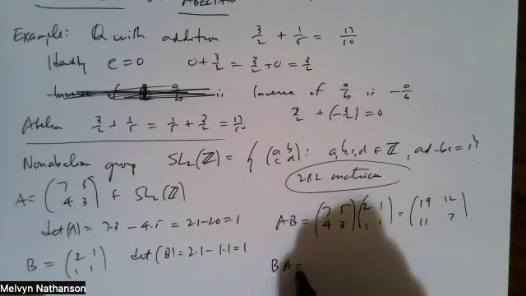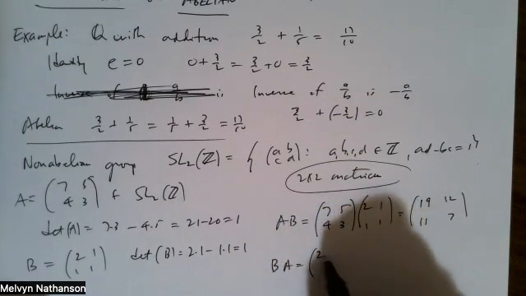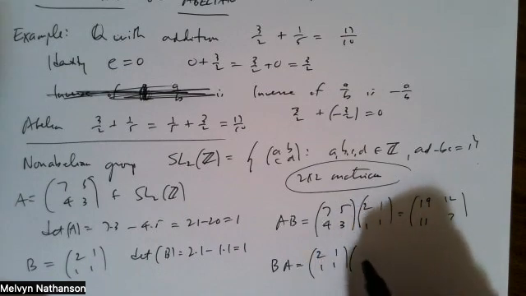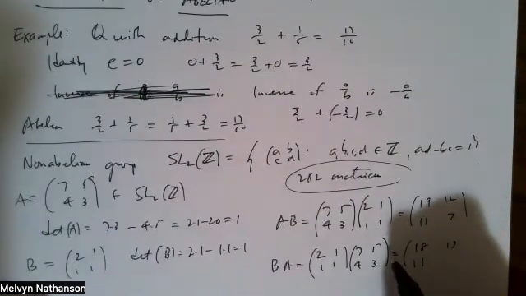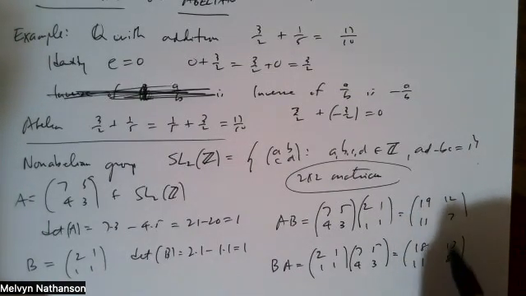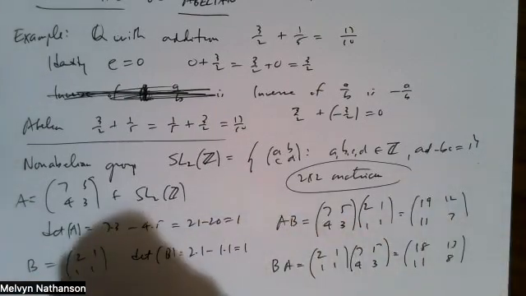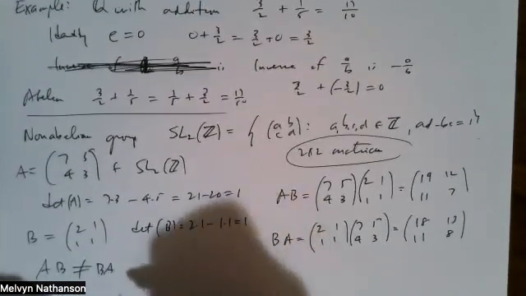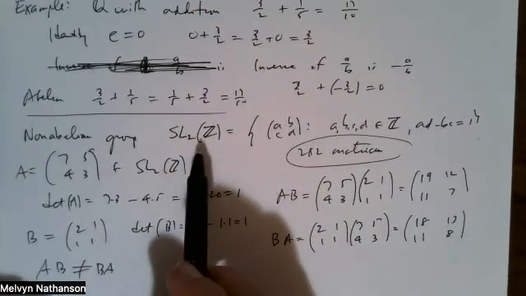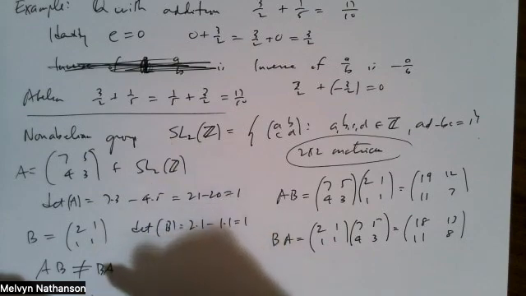But if you multiply B and A, so you're multiplying in the opposite order, 2, 1, 1, 1 times 7, 5, 4, 3, we get 14 plus 4 is 18, 10 plus 3 is 13, 7 plus 4 is 11, and 5 plus 3 is 8. And if you look at these two matrices, they're completely different. So AB is different from BA. And the multiplication in this set is not abelian, it's not commutative.